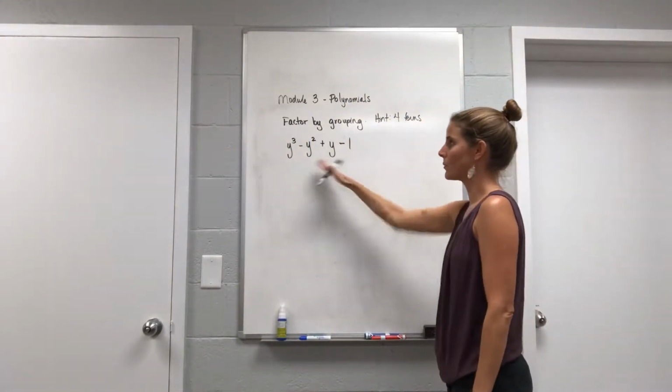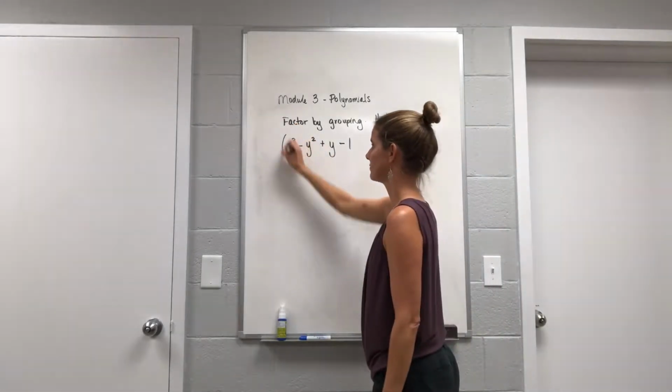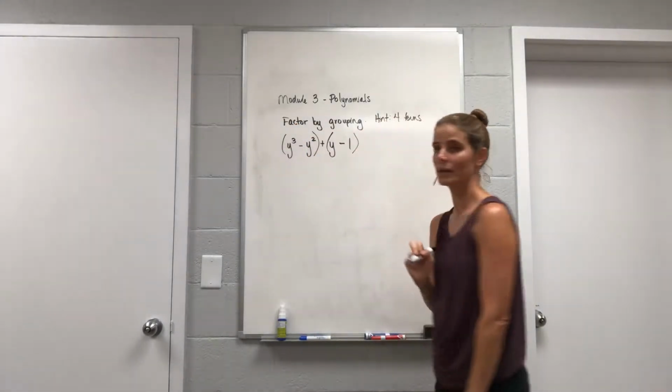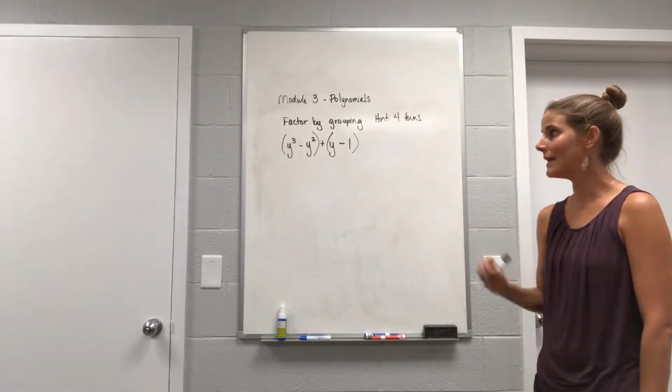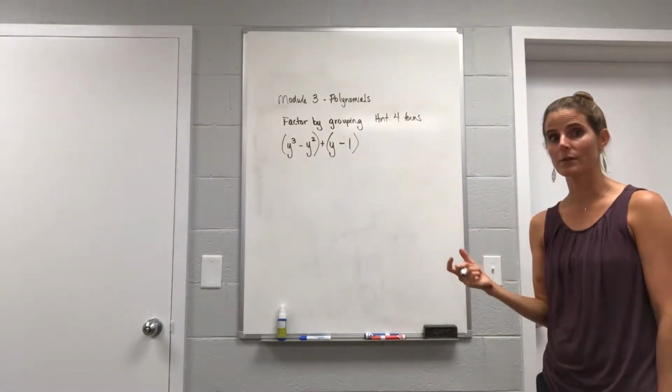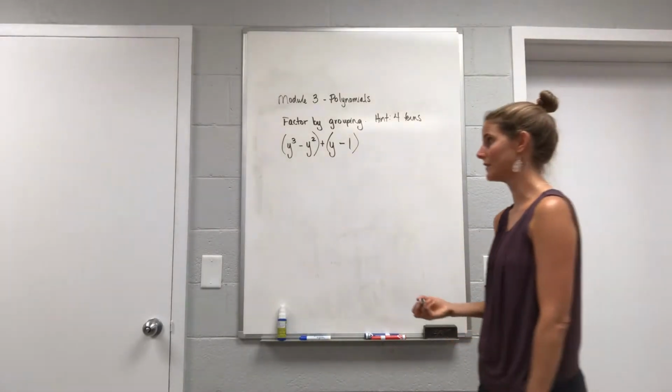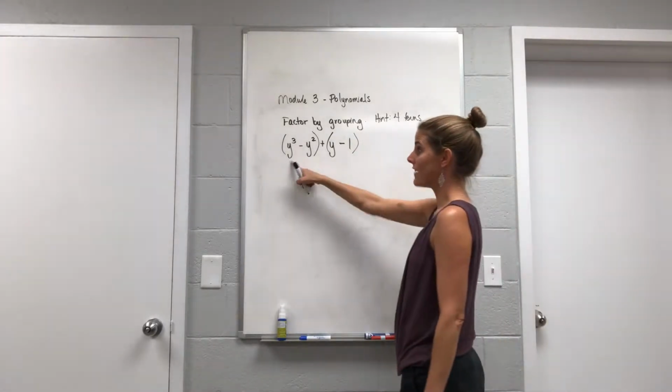But with factor by grouping, there will be 4 terms, and what you're going to want to do is literally group it into 2 different sets. And then we're going to factor out the GCF of both of these. So I mentioned, I talked about how to find the GCF in the previous video. So we're going to factor out the GCF.